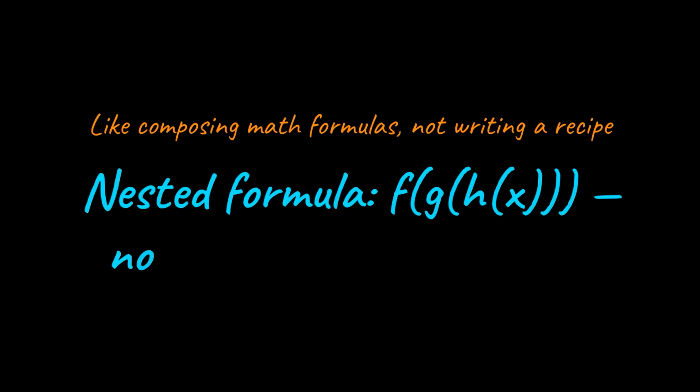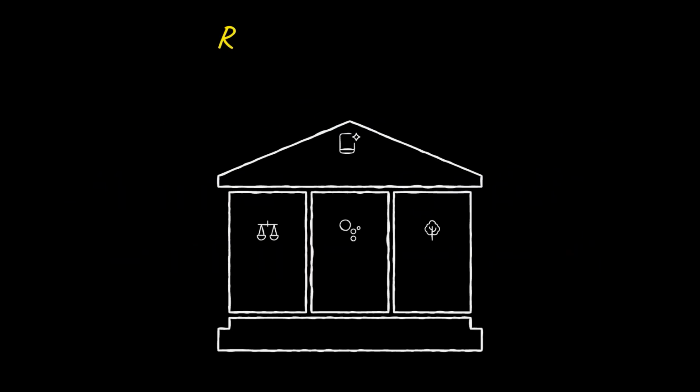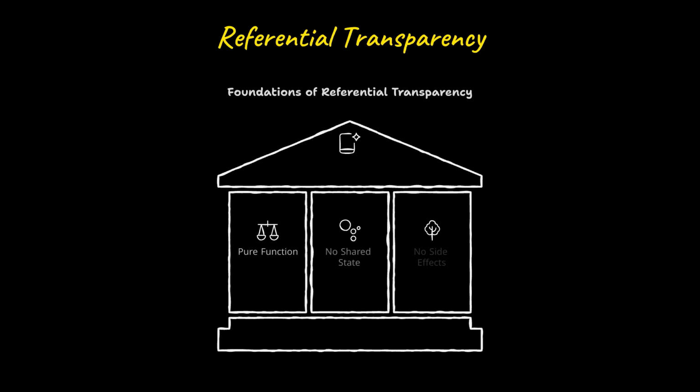Think of it the way a mathematician nests formulas. The result of f of g of h of x is determined entirely by x. Nothing hidden changes underneath, and you can always substitute the expression with its value. This property is called referential transparency. Because a pure function touches no shared state and produces no side effects, you can replace any call with its result, making bugs caused by hidden mutation impossible.